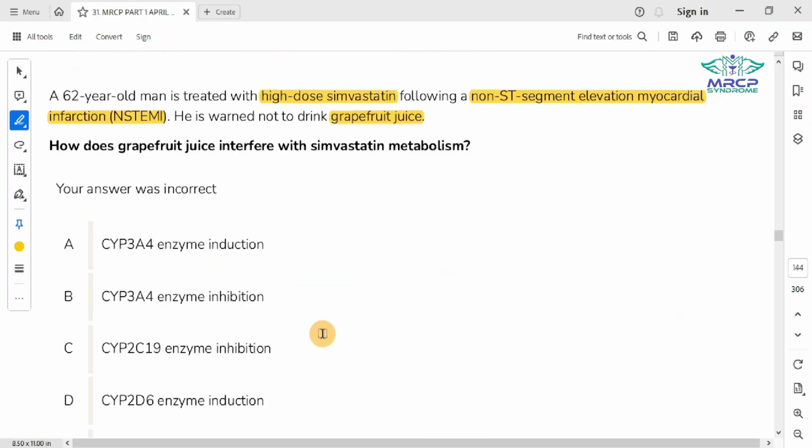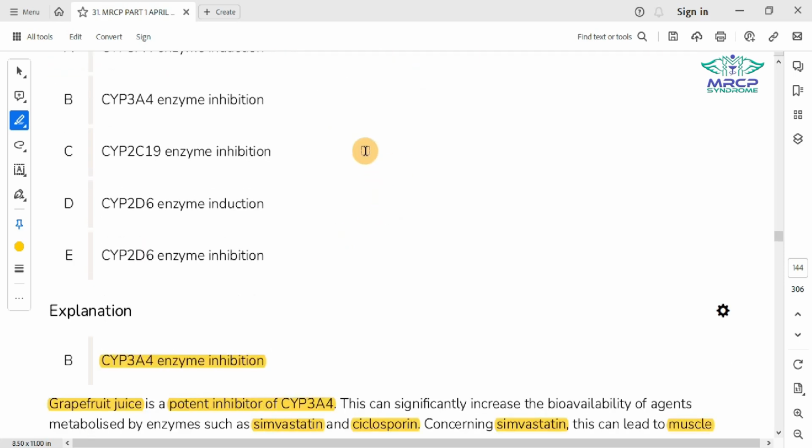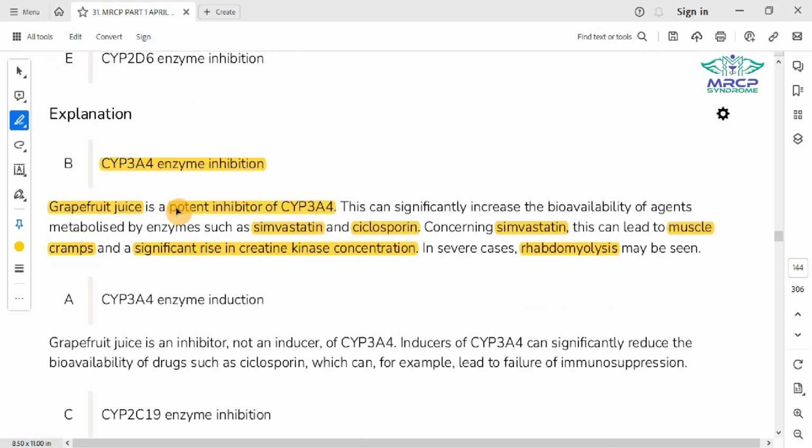So here they have given regarding the enzyme induction, but in the original recall, they gave the interaction of grapefruit juice with the simvastatin metabolism, and the ultimate effect was decreased glucuronidation. So grapefruit juice plus statin will lead to decreased glucuronidation. Grapefruit juice is a potent inhibitor of cytochrome P450 3A4.